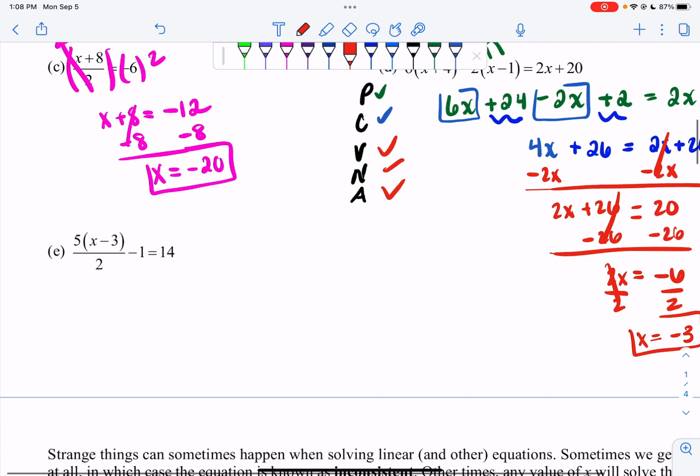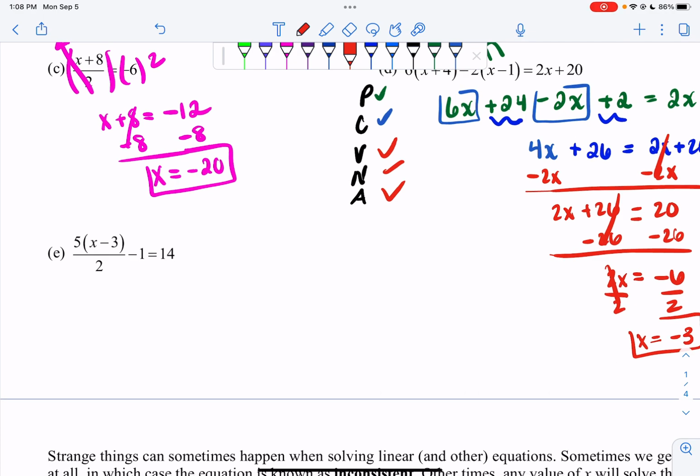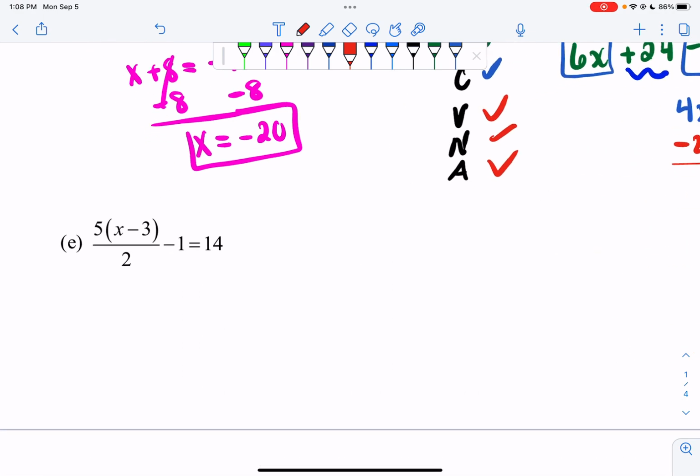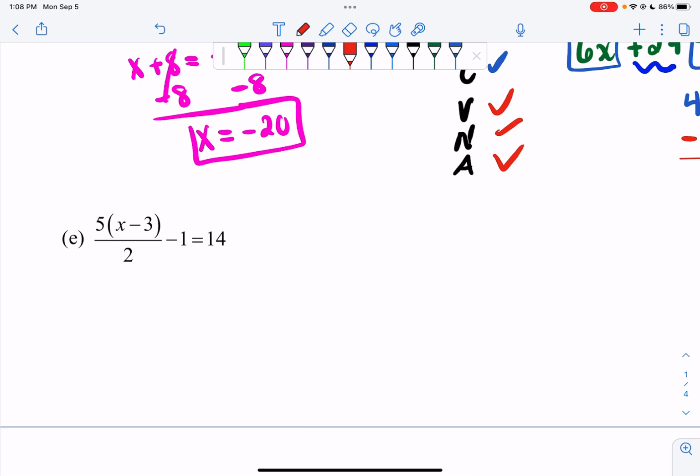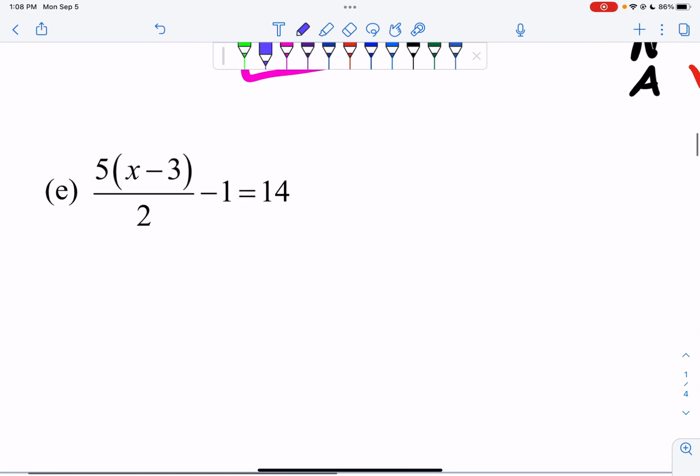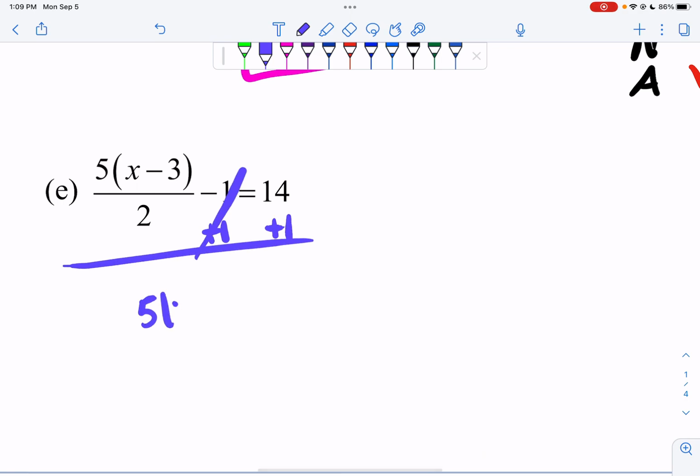Let's go on to our next problem. In this one, I have 5 times (x minus 3) divided by 2 minus 1 equals 14. We want to get this by itself. So we have to ask ourselves, how do we get rid of subtract 1? We add 1, so I'm going to add 1, cancel. I get 5 times (x minus 3) divided by 2 equals 15.